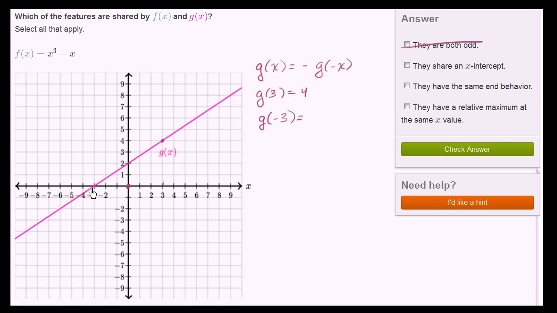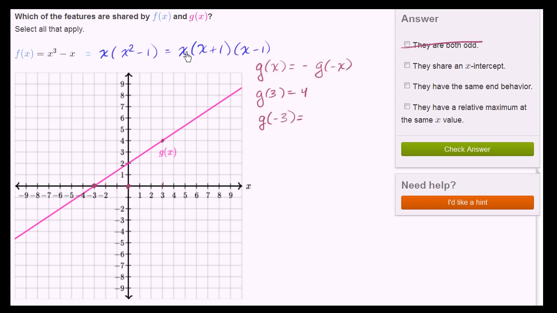So g of x only has one x-intercept. It intersects the x-axis right over here at x equals negative 3. Now let's think about the x-intercepts of f of x. To do that, we just need to factor this expression. F of x is equal to x to the third minus x, which is the same thing if we factor an x out of x times x squared minus 1. X squared minus 1 is a difference of squares, so we can rewrite that, writing our x first, and then x squared minus 1 is x plus 1 times x minus 1.